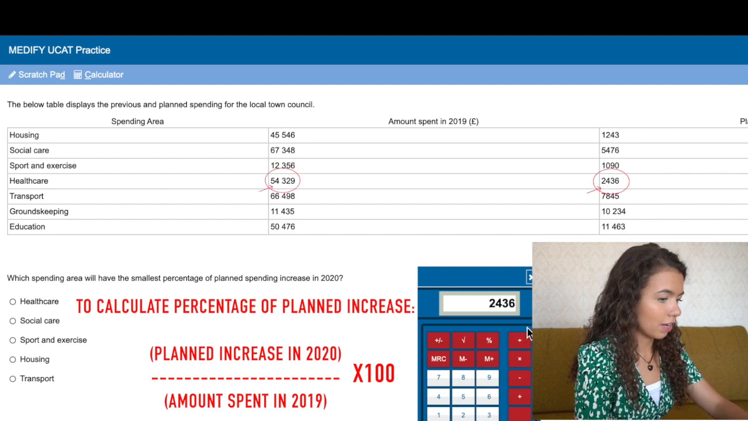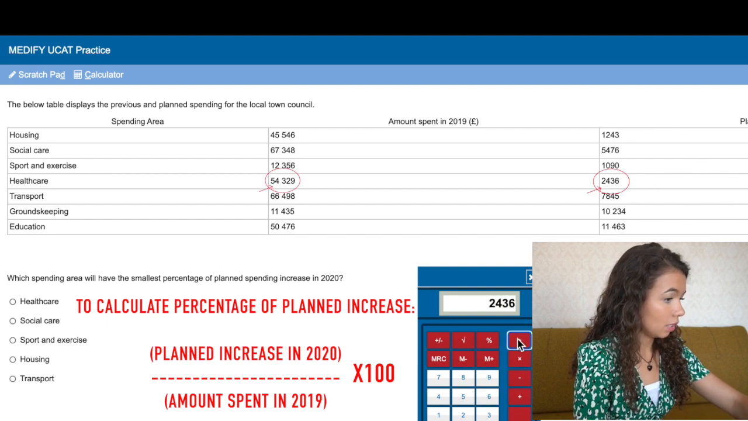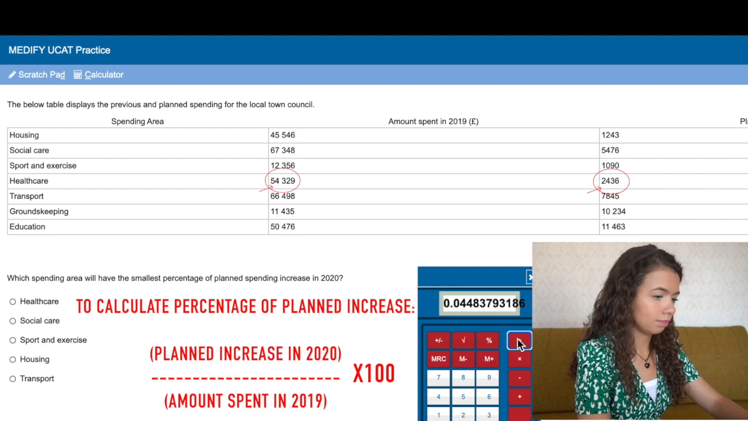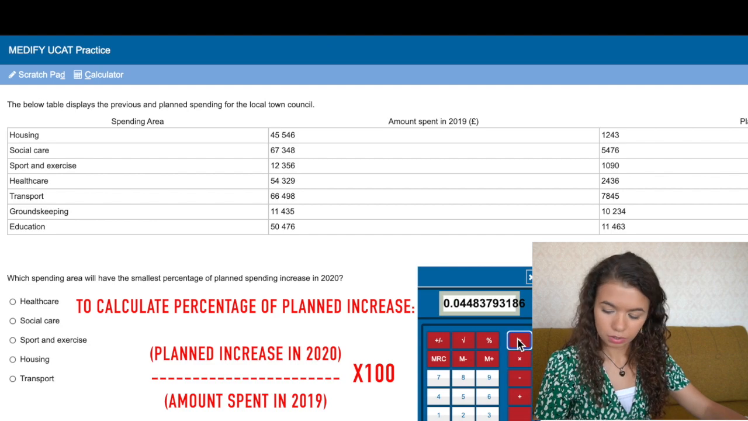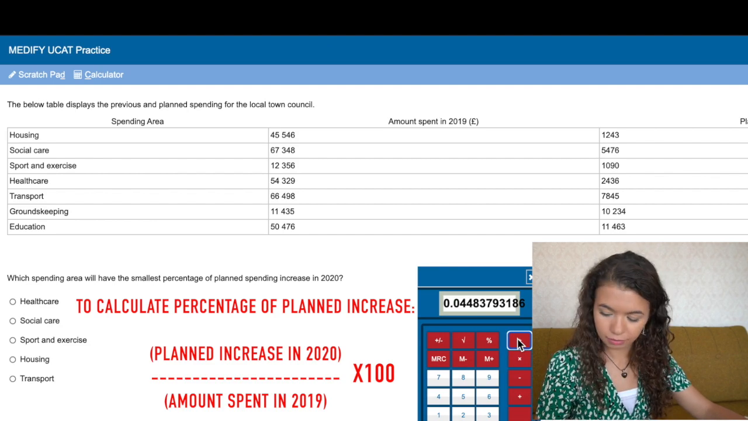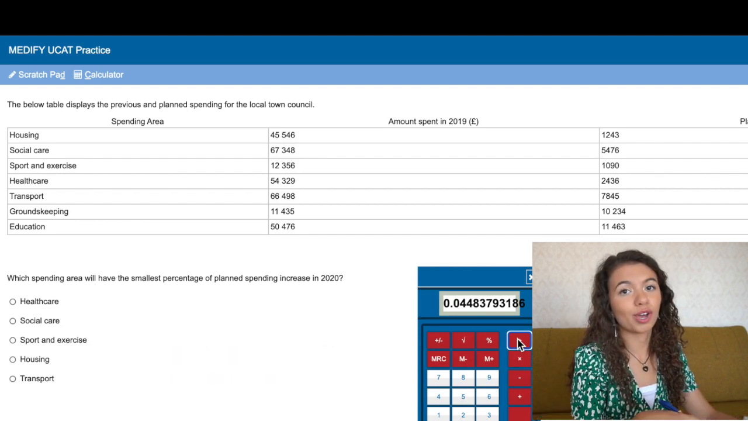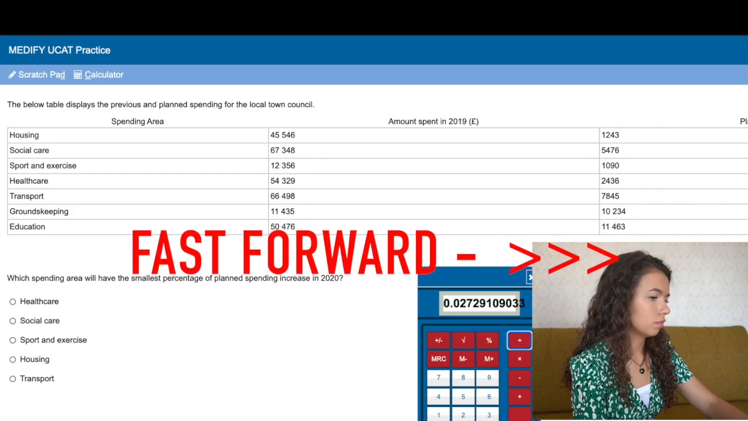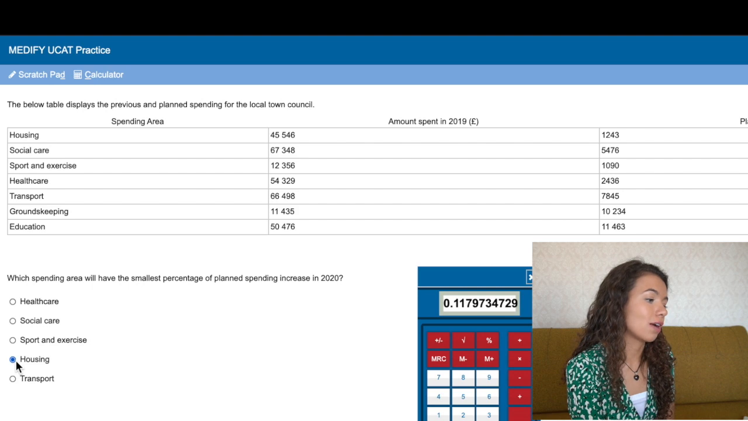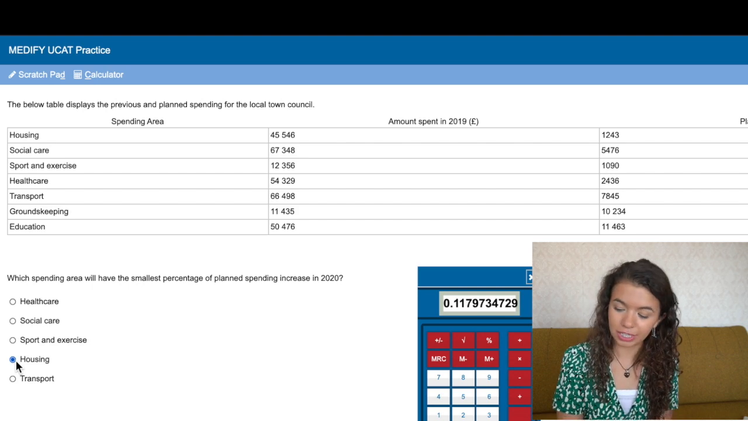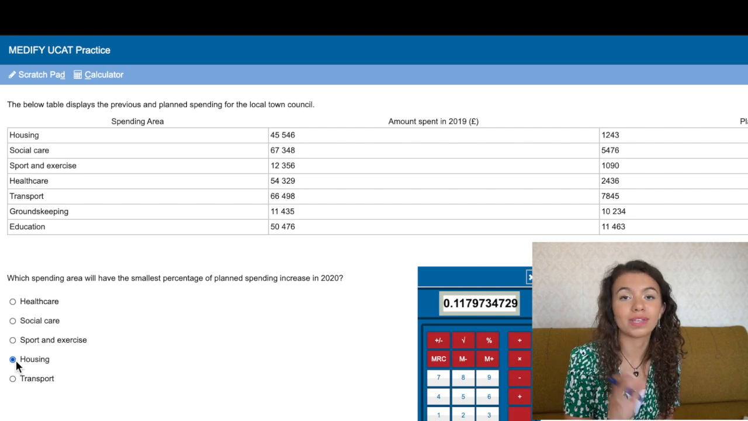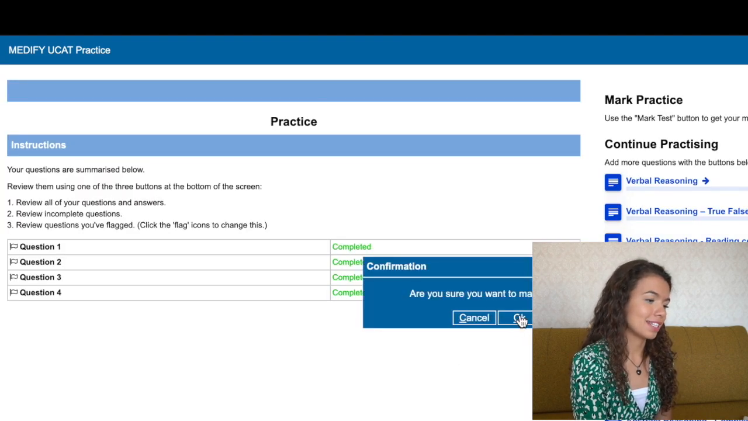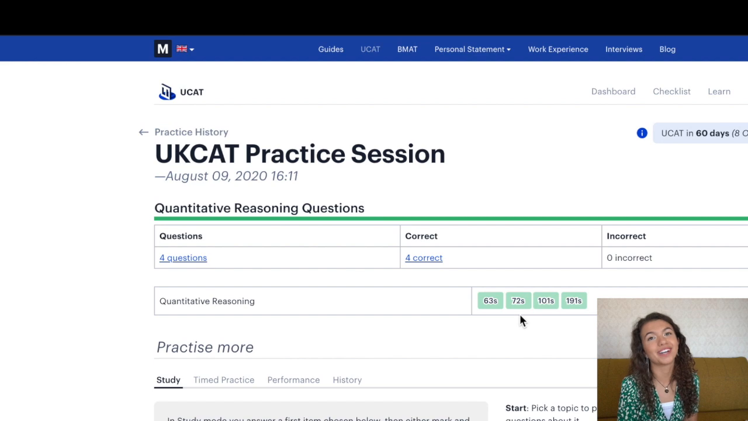2436 divided by 54,329. So you've got 4.5%, and I'm just going to go ahead and do the same for the rest. Okay, so the answer that I got is housing, because the housing percentage increase is 2.7, which was the lowest out of the rest of them. So next, mark test. Yay, we got them all correct.